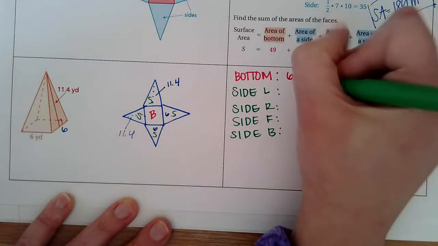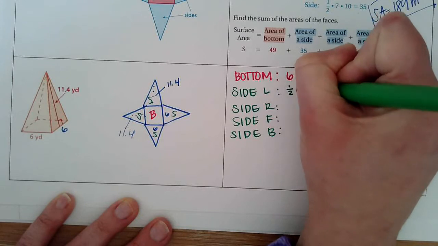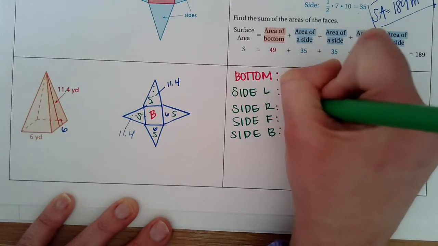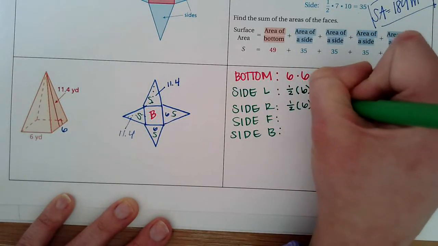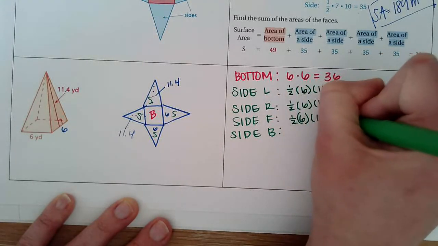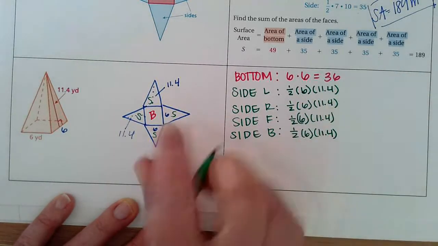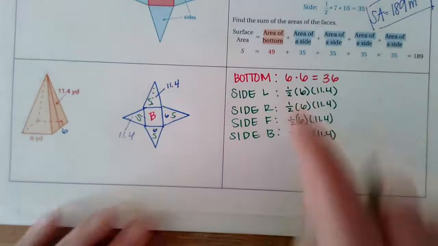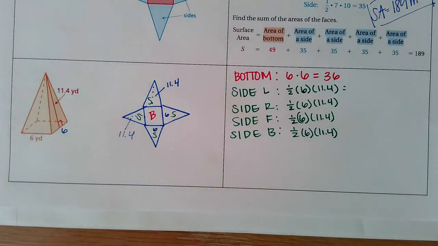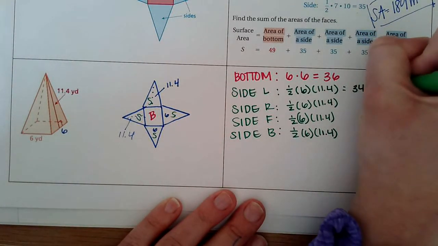Okay, so for here, again, these are triangles, so I must use my triangle formula. My base here is 6, and my height is 11 4/10. 1/2 times 6 times 11 4/10, for each of the sides. Again, if this is a rectangle, you will have different dimensions here, so you need to pay close attention. So I get out my calculator and multiply 1/2 times 6 times 11 4/10, which is going to get me 34 2/10.